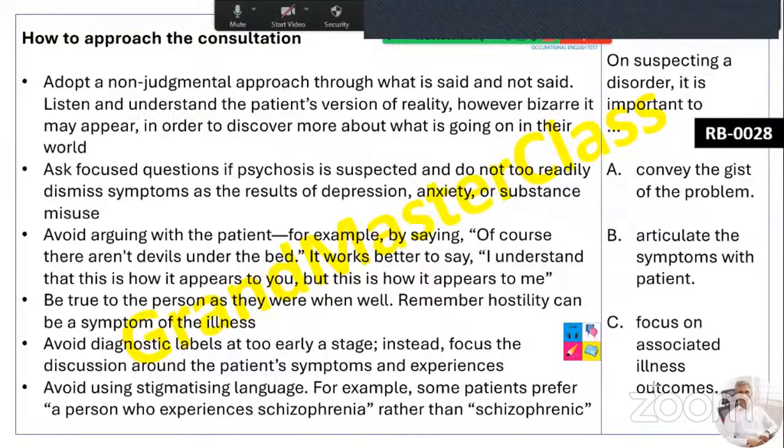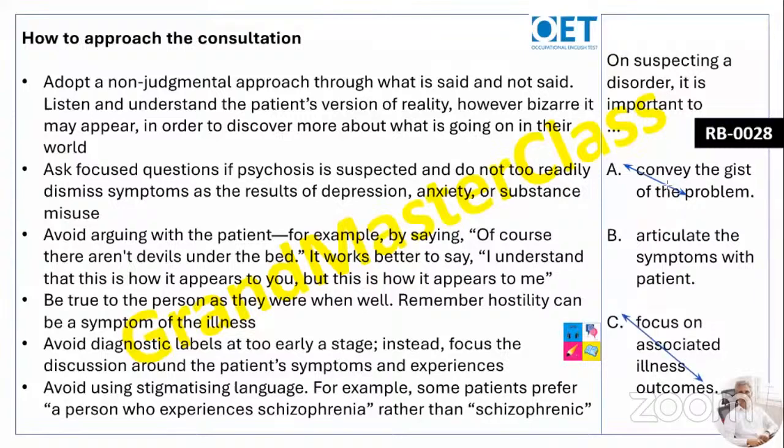Focus on associated illness outcomes. Focus on, that means you are focusing. Here also the patient is not there. Here also the patient is not there. A, patient is not there. C, patient is not there. So A is ruled out, C is ruled out. Because the important thing is the patient is important. Okay, because the patient only can tell about the symptoms he is facing. You can find only some symptoms, but he has been observing for many days. So he is the best person to tell about symptoms.